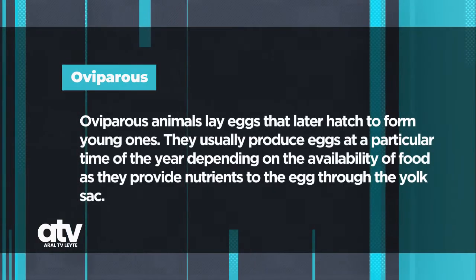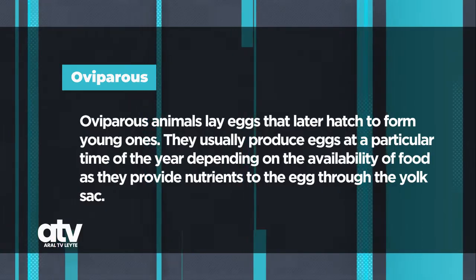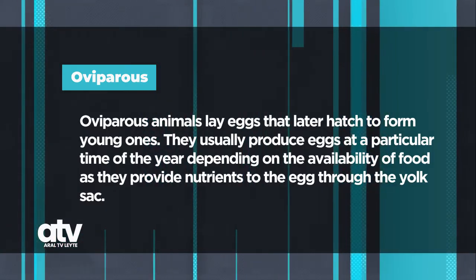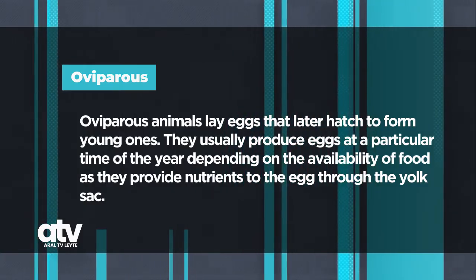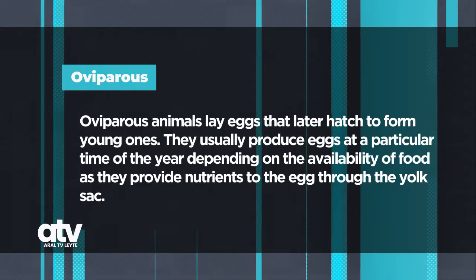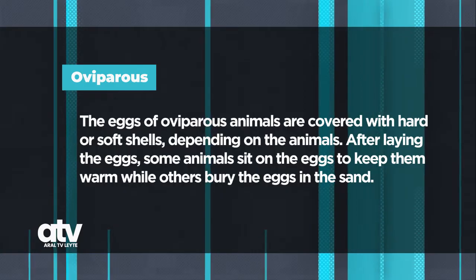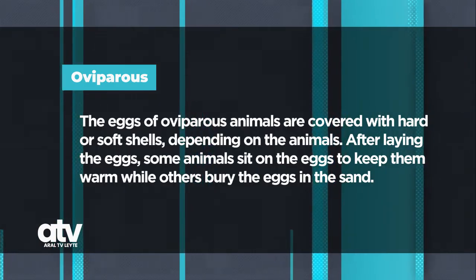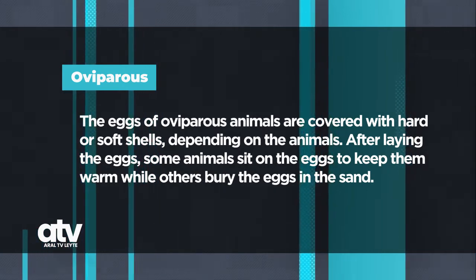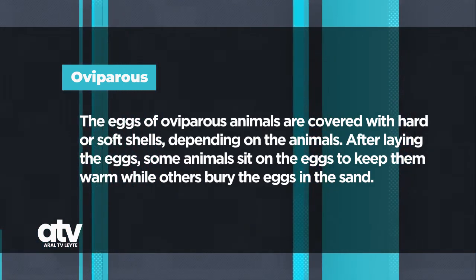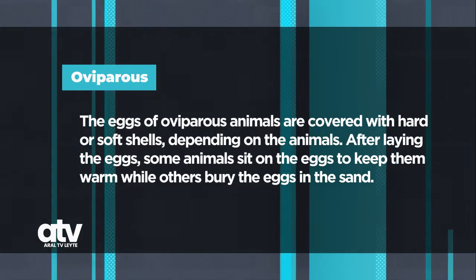Next type are oviparous animals. Oviparous animals lay eggs that later hatch to form young ones. They usually produce eggs at a particular time of the year depending on the availability of food, as they provide nutrients to the egg through the yolk sac. The eggs of oviparous animals are covered with hard or soft shells, depending on the animals. After laying the eggs, some animals sit on the eggs to keep them warm, while others bury the eggs in the sand.